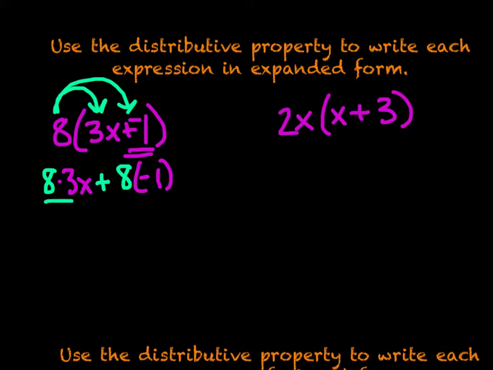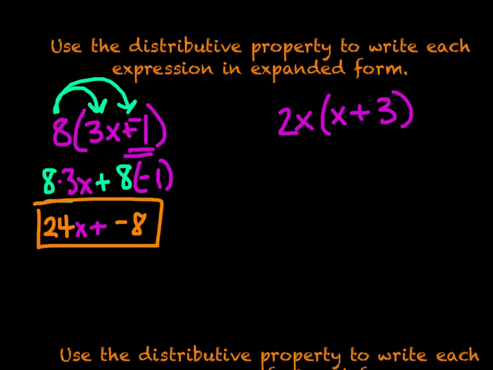So we have 8 times 3, and that is 24, and x plus 8 times a negative 1 is equal to negative 8. So there is my expanded form of 8 times 3x minus 1.